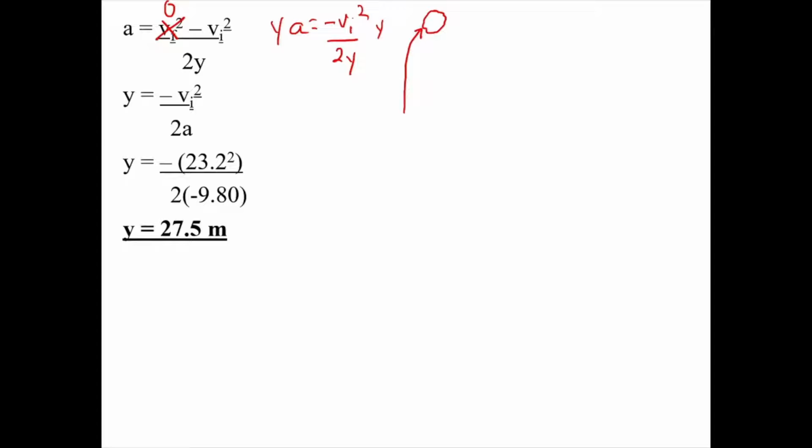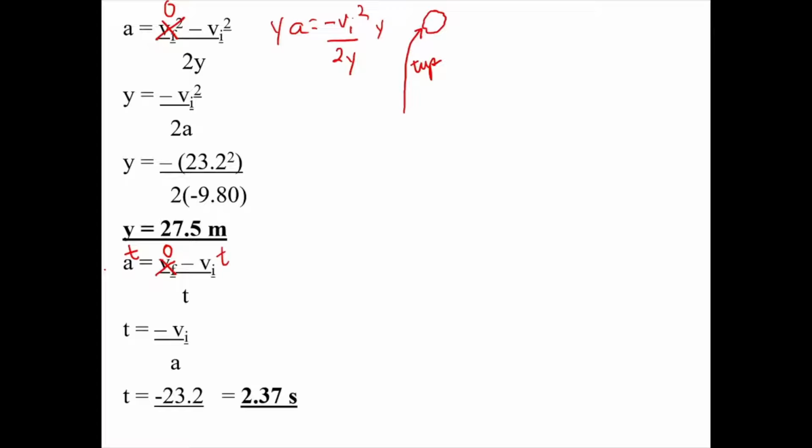Now, part B said, well, how long does that take? So we're going to solve for time up, t up. Not time down, not just yet. So v final is 0. A little bit of algebra: multiply both sides by t, divide by a. And we should be able to get the time up, no problem. 2.37 seconds.